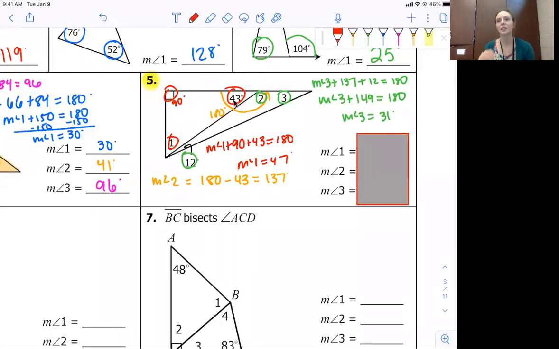Okay, so hopefully you had a chance to go ahead and complete those problems on finding angles 1, 2, and 3. If you want to check your answers real quick, I did show all of the work there. It's color coded so you can match it to the answers. You should have had 47 degrees, 137, and 31. So you might pause the video and check your answers now.